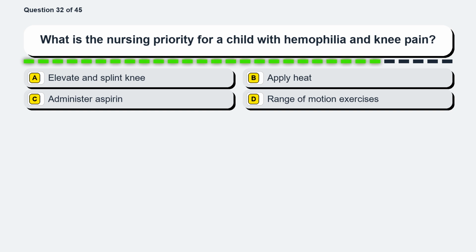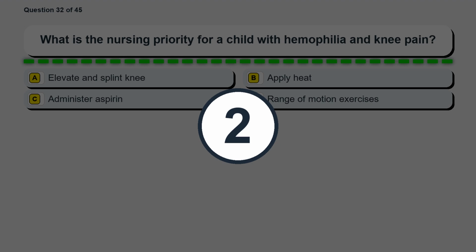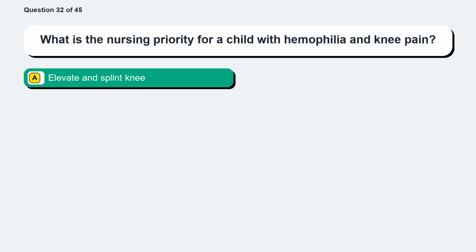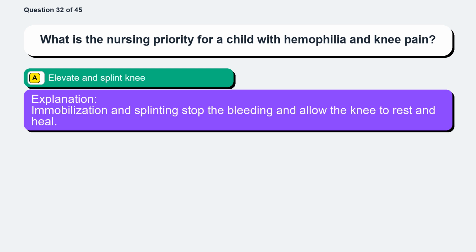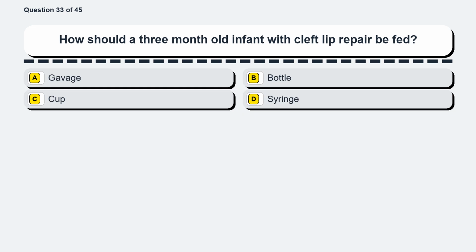Option D, range of motion exercises. The correct answer is option A. Elevate and splint knee. Immobilization and splinting stop the bleeding and allow the knee to rest and heal. Question 33. How should a 3-month-old infant with cleft lip repair be fed? Option A, gavage. Option B, bottle. Option C, cup. Option D, syringe.